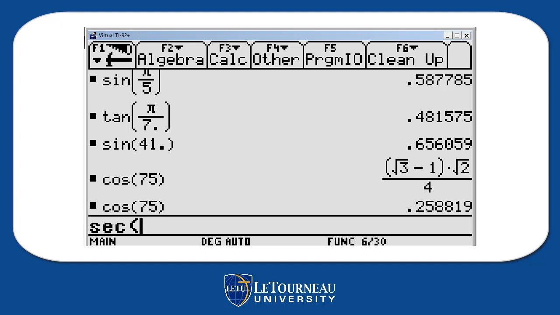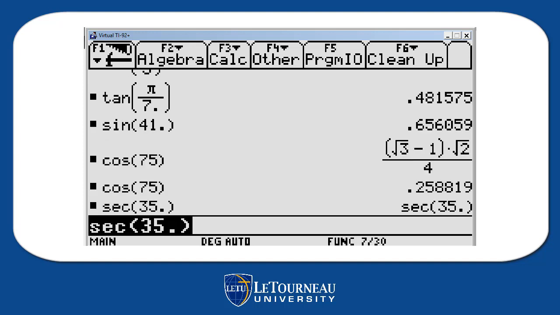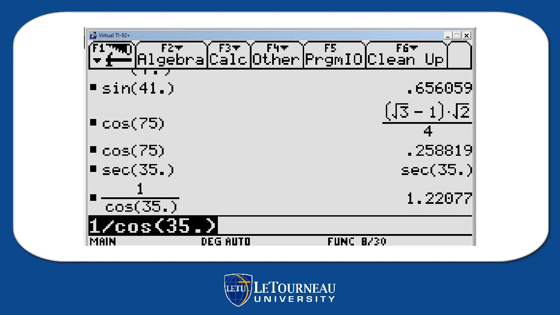All right, let's try a secant. Now, we might have a problem with the secant. Let's see what happens here. Ooh, that means my calculator does not have a secant. So how can I get a secant? 1 divided by the cosine.